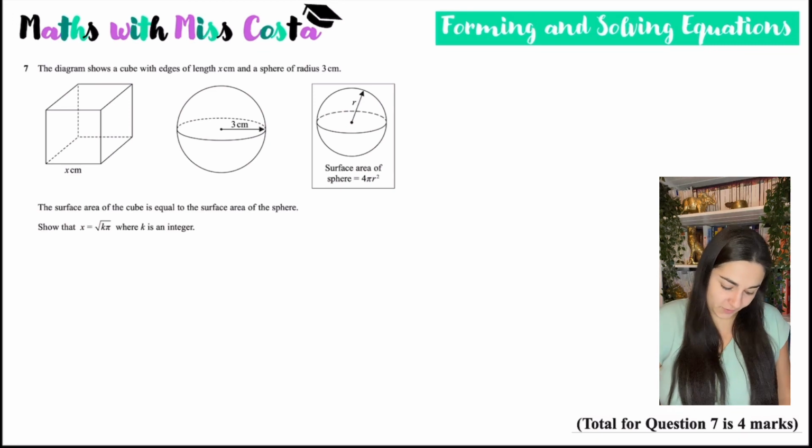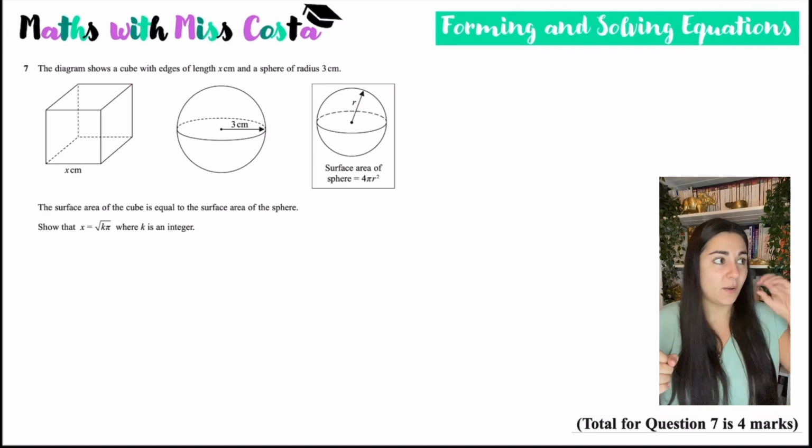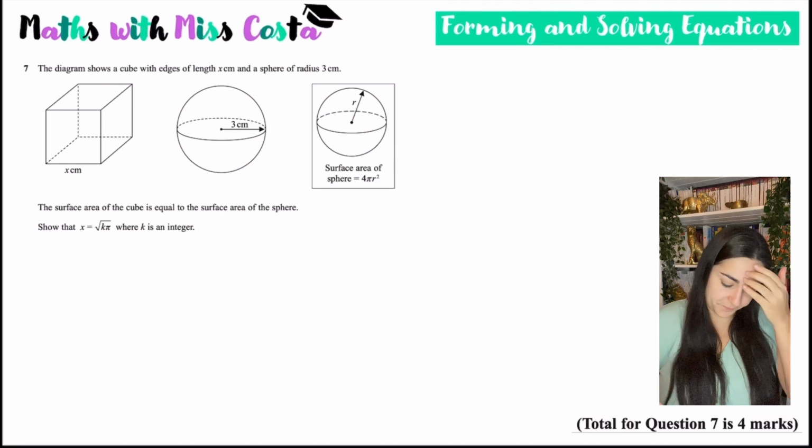So we've got a cube and a sphere. They've given us the volume of a sphere, the surface area of the sphere, and we are told that the surface areas of both shapes are equal. So when we're told something is equal, we know we can set up an equation where one part equals the other and then solve it.